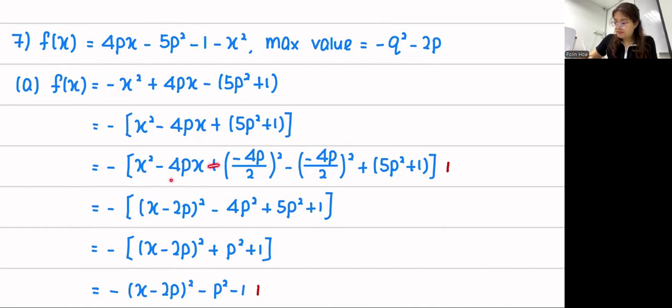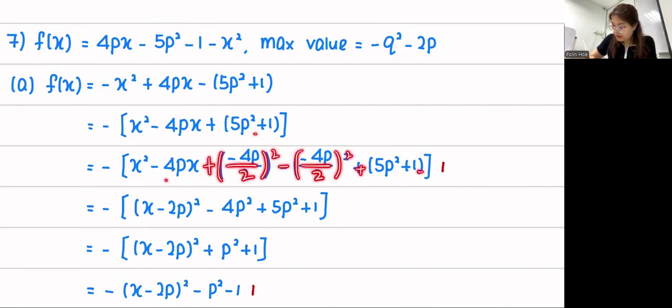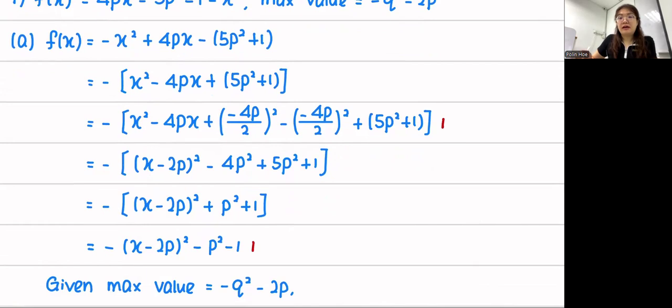x squared minus this, plus a bracket square, minus a bracket square, plus the one at the back. After that, for completing the square, over 2, I copy this negative 4p, negative 4p. These two should be exactly the same. After that, these three things will be combined into this, and the second one will be cancelled. I get x, negative 4p divided by 2, I get negative 2p. After that, the whole thing squared.